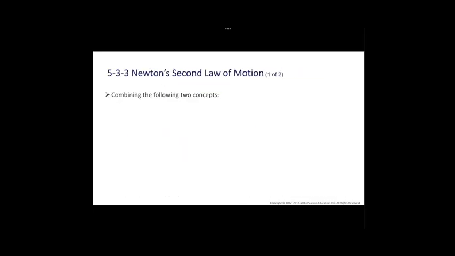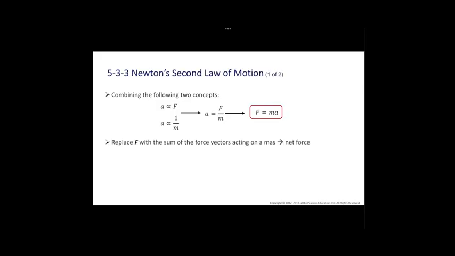Now we can combine those two results together. First we found that acceleration is proportional to the force, and then we found that acceleration is inversely proportional to mass. Therefore, by combining those two, we can say that A equals F over M, which is F equals ma. In general, there may be several forces acting on a given mass, and these forces may be in different directions. Therefore, we can replace the force F with the sum of the force vectors acting on a mass.